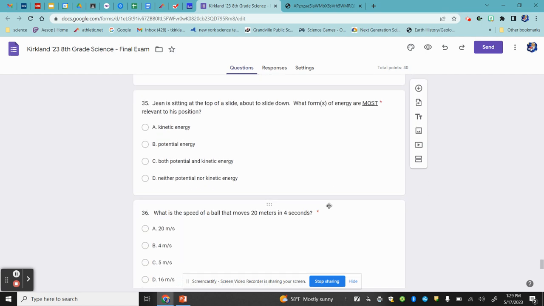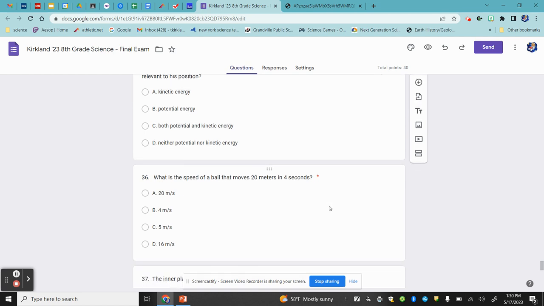35. Gene is sitting at the top of a slide about to slide down. What forms of energy are most relevant to his position? A. Kinetic energy, B. Potential energy, C. Both potential and kinetic energy, D. Neither potential nor kinetic energy. 36. What is the speed of a ball that moves 20 meters in 4 seconds? A. 20 meters per second, B. 4 meters per second, C. 5 meters per second, D. 16 meters per second.